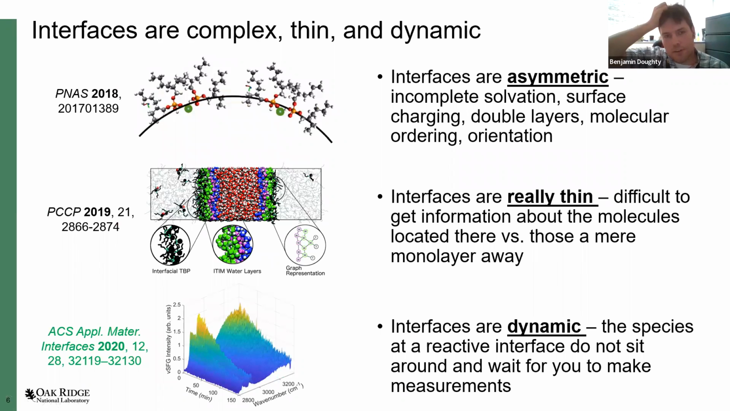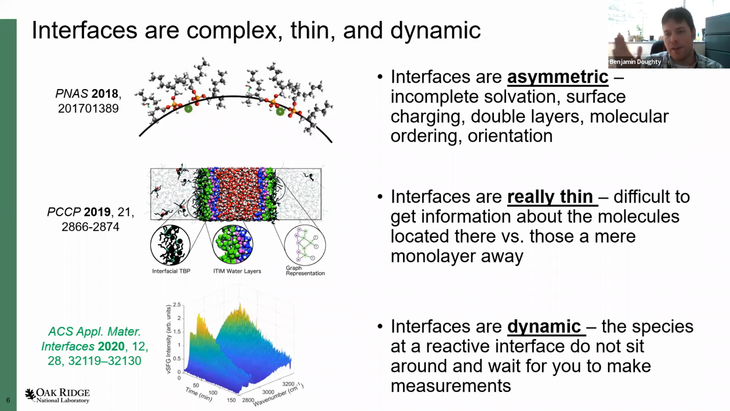So the problem in probing these interfaces is that while interfaces are complex, thin, and they're dynamic, right? So an interface is intrinsically asymmetric. You have molecules that are aligned at the interface as you go around. So it means you have incomplete solvation. You have charged species at the surface. Those will have double layers. They'll have orientation and ordering that will take place that are important to the function of the molecules at the interface. And they're really thin, right?